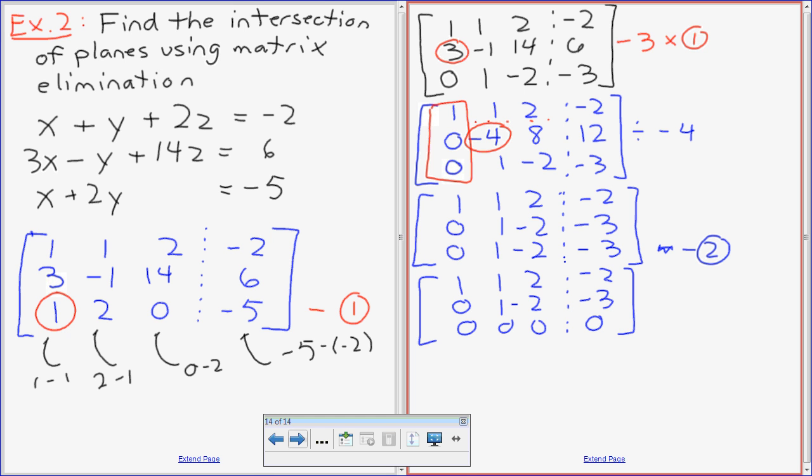What does that middle line tell me? Let me read that out in English. What does 0, 1, -2, -3 mean? Y minus 2z equals -3. Good. Okay, so this is good. We have this equal to 1, so this is perfect. Basically, what you want to do is get the identity.